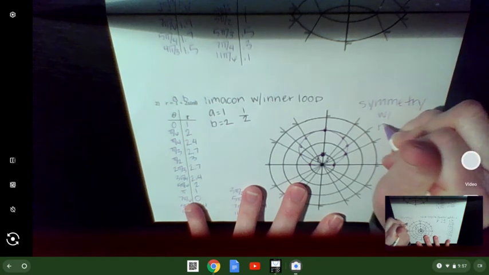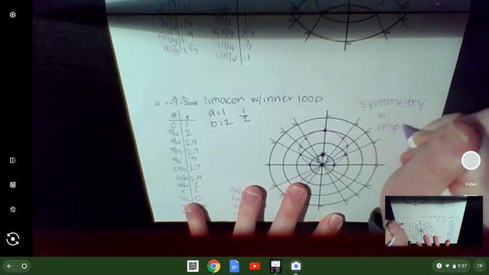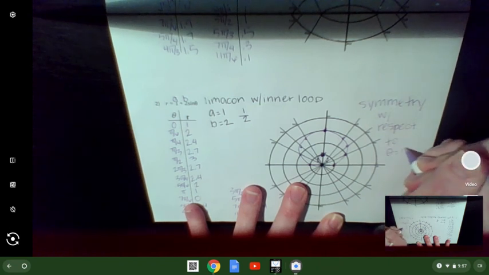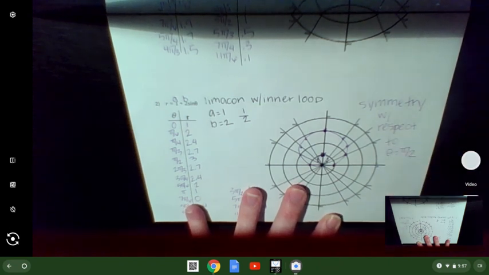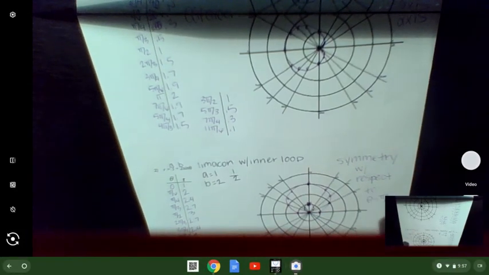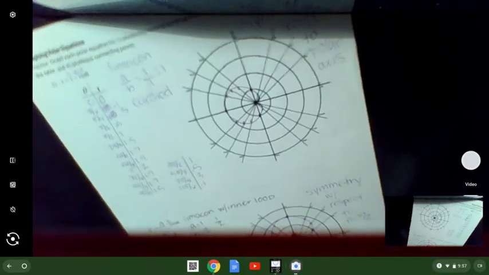Symmetry with respect to theta equals pi over 2. For now, after the fact, watch those optional notes on symmetry. I've said it before, and you will learn how to predict this ahead of time, so that you don't have to plug in quite as many points.